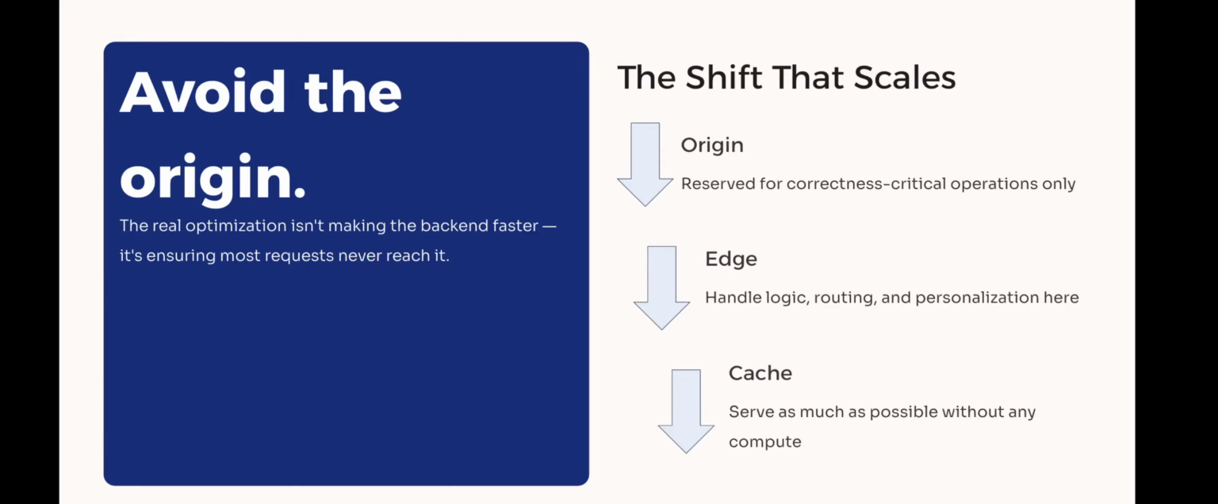Closing insight. The real optimization is not making the origin faster. It is avoiding the origin altogether. Great systems shift work from origin to edge to cache, until only necessary requests reach the backend. That is how we scale efficiently.